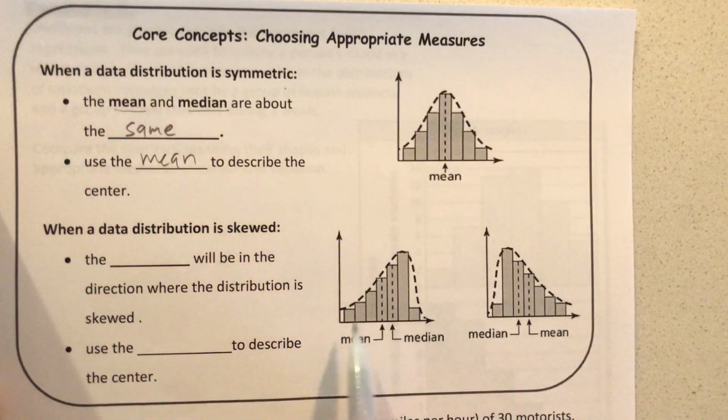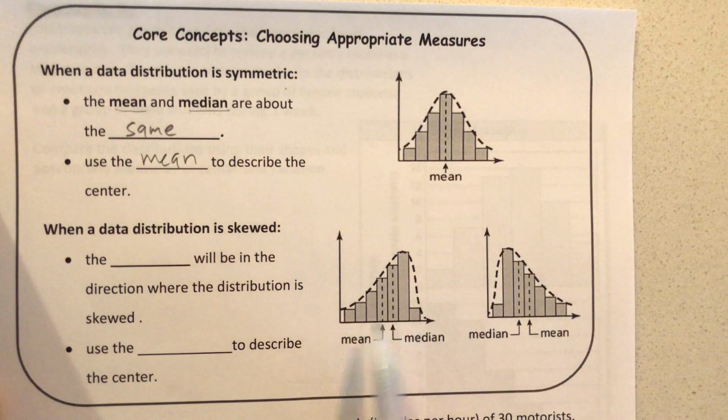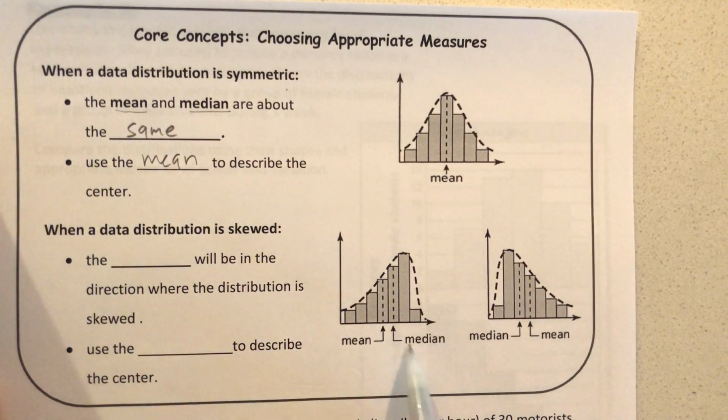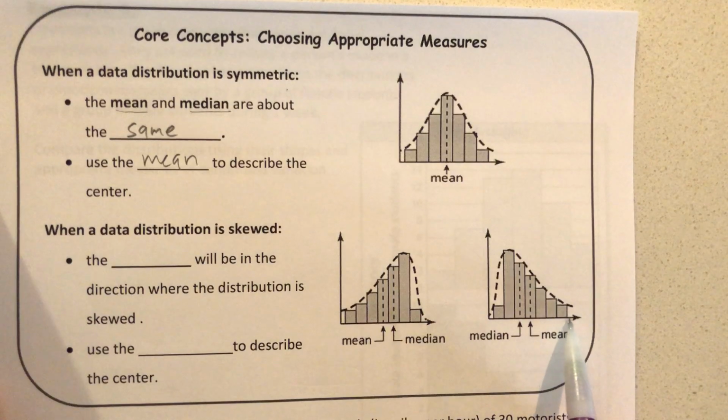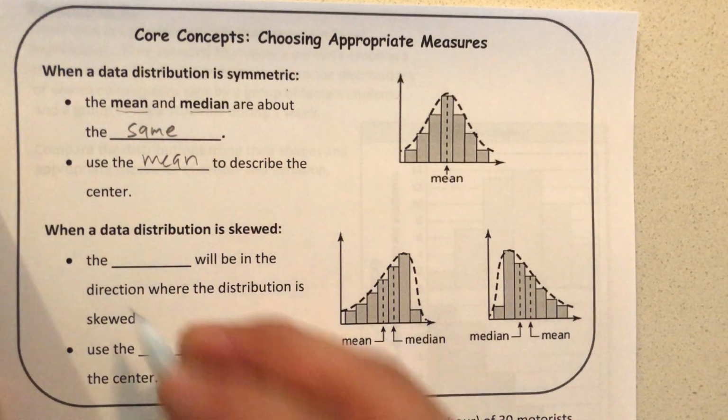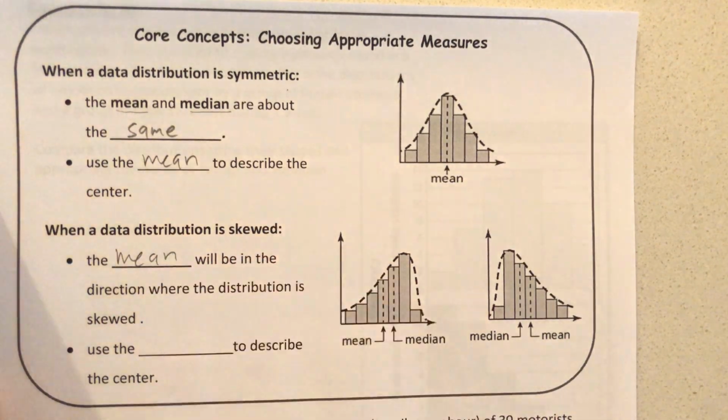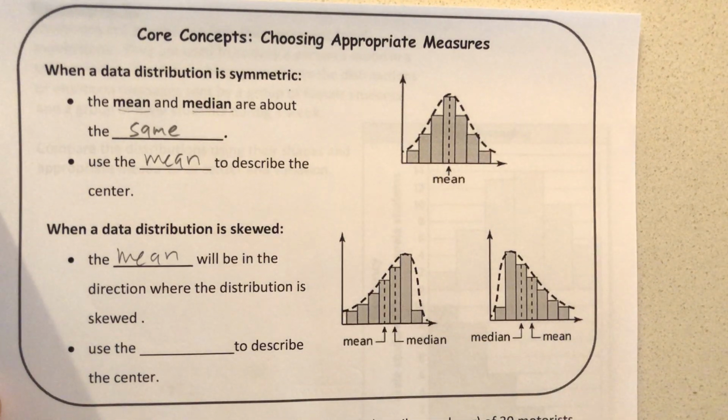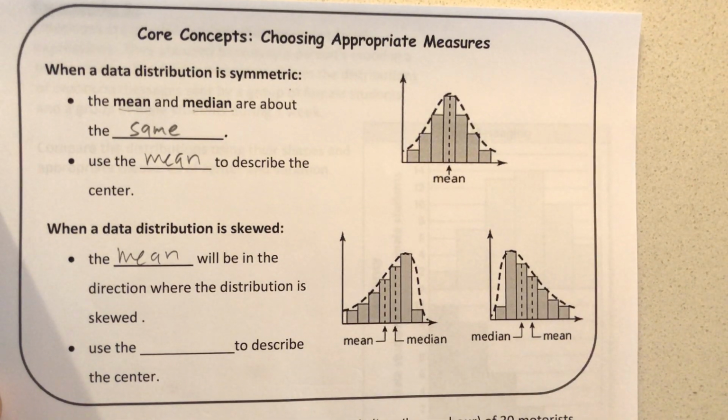If the data is skewed one way or the other, though, the mean will be in the direction where it's skewed. So you can see in our two examples here, the mean kind of gets pushed over towards the tail, and the mean gets pushed over towards the tail on this side. So the mean gets moved a little bit, and it doesn't give the best picture of what's happening.